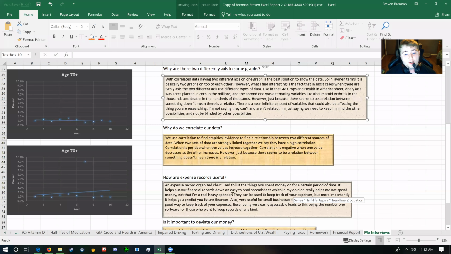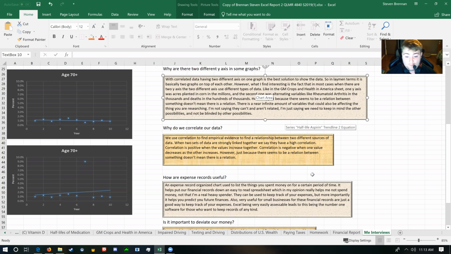Question 4, why do we correlate our data? We use correlation to find empirical evidence of a relationship between two different sources of data. When two sets of data are strongly linked together, we say that they have a high correlation. Correlation is positive when the values increase together. Correlation is negative when one value decreases as another increases.